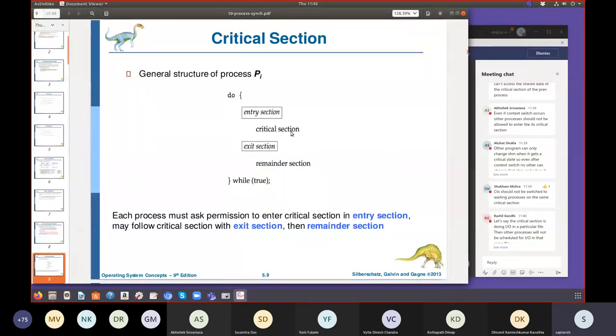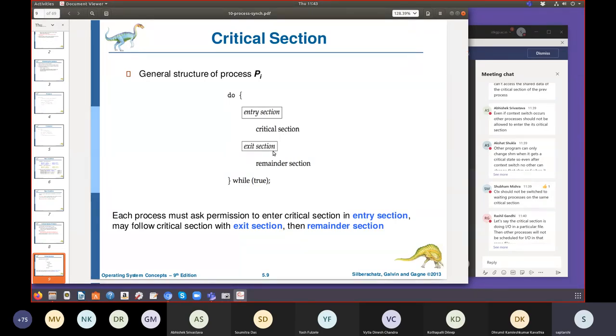Okay, so the typical structure of a process would look like this. Say process PI. So this is the critical section, right? Before it, there will be something called an entry section, where possibly PI will check whether someone else is in the critical section, etc. Or it will give an indication that I'm going to enter my critical section. Right? So that is the entry section. And after the critical section, there is usually an exit section.